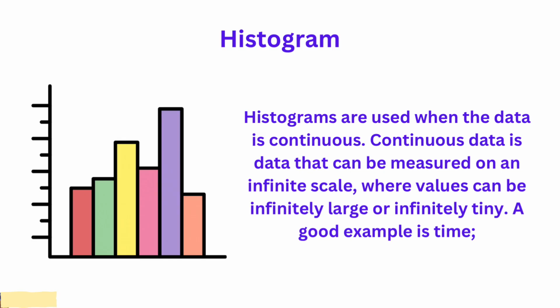Next is histograms. When are histograms used? Histograms are used when the data is continuous. Continuous data is data that can be measured on an infinite scale where values can be infinitely large or infinitely tiny. A good example is time. Units can be as large as a century or as tiny as a nanosecond.